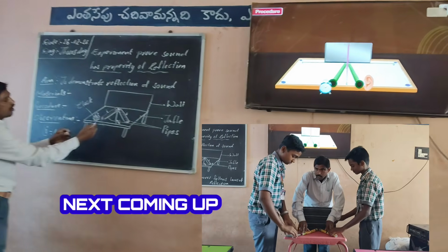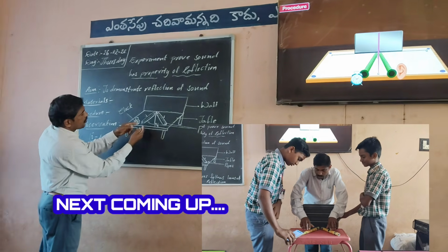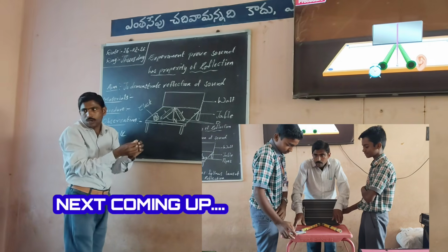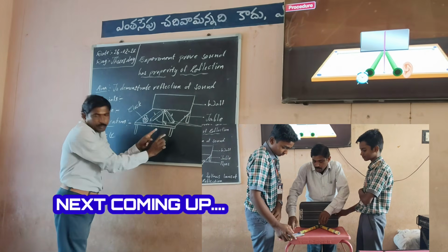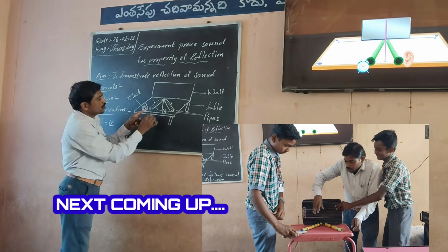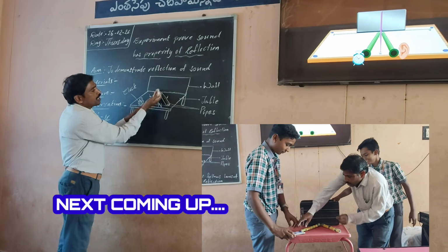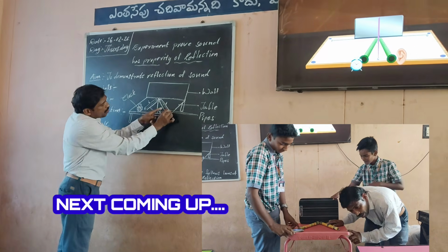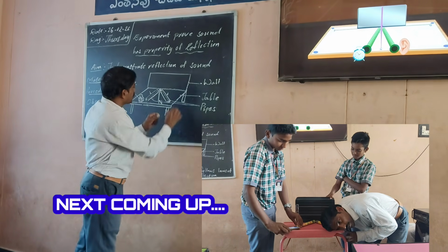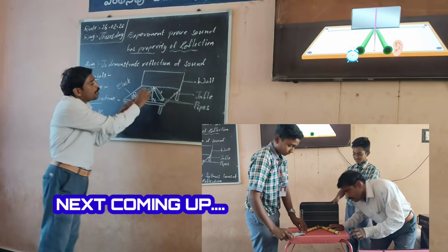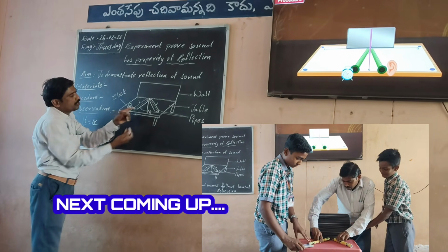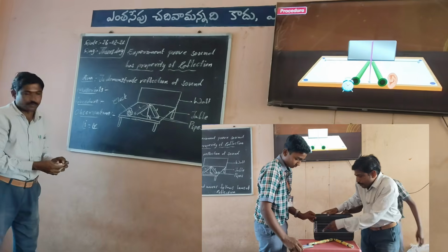Next one, when we lift the right pipe vertically some height, we cannot hear the sound of the clock. Understood? Why? Because both pipes are not in the same plane, so we cannot hear the sound of the clock.